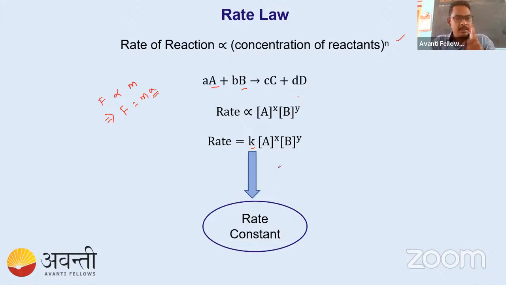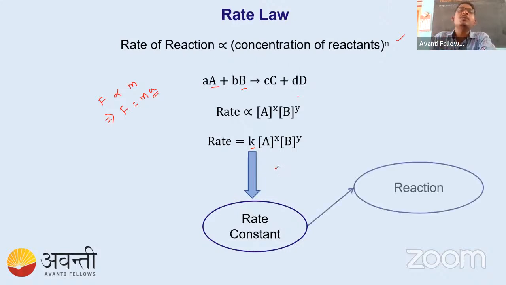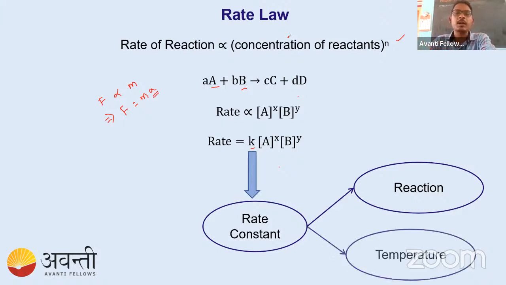This rate constant depends upon the type of reaction. For different types of reactions, we have different values of the rate constant. It also depends upon the temperature. If you change the temperature, it will affect the rate, and because of that the rate constant will change. So we can say the rate constant is a function of two things: one is the type of reaction, another one is temperature.